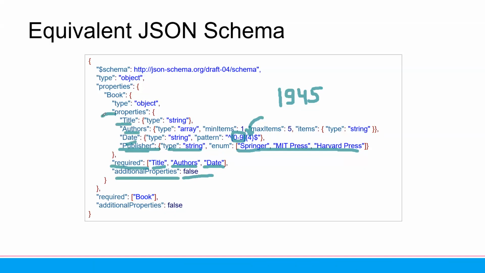So this is recorded with this property. What about the book? So I need to also give a book as required, because if there is no book, then of course the data will not be available. And the additional properties is false.